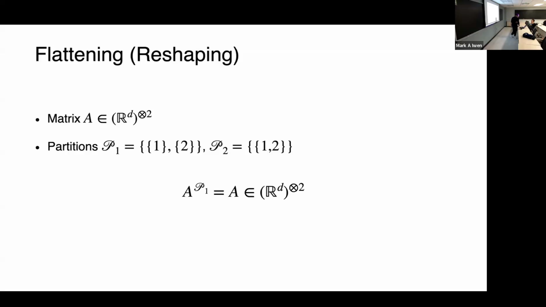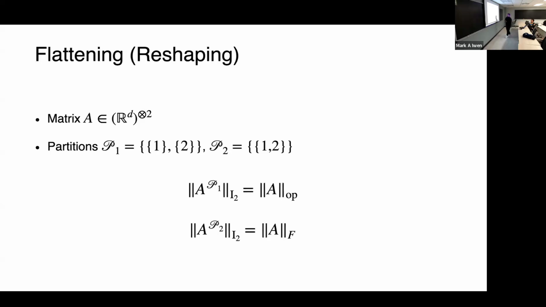So flatten along those directions and combine them. If I look at the matrix case, there are only two partitions given the definition. The first one, P1, if I group 1 with itself and 2 with itself, I get nothing but the original tensor back. And so this is what this notation is saying: I take A to the script P1, and I get back the same tensor. And the other operation I can define is merging them, and I get back the flattened vector that we just talked about.